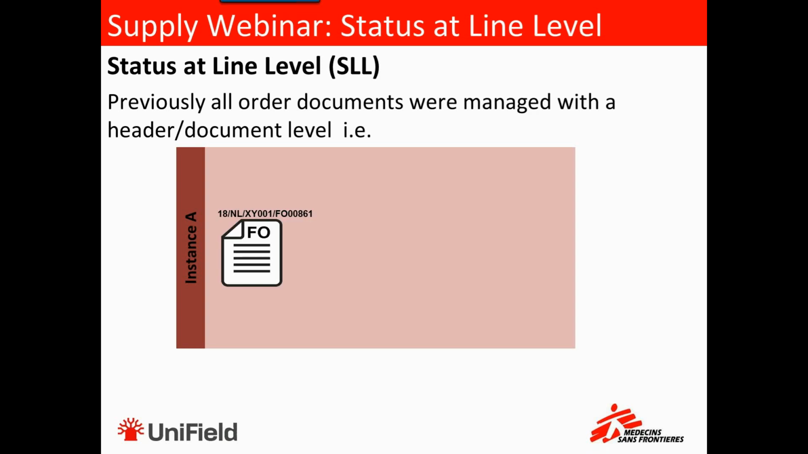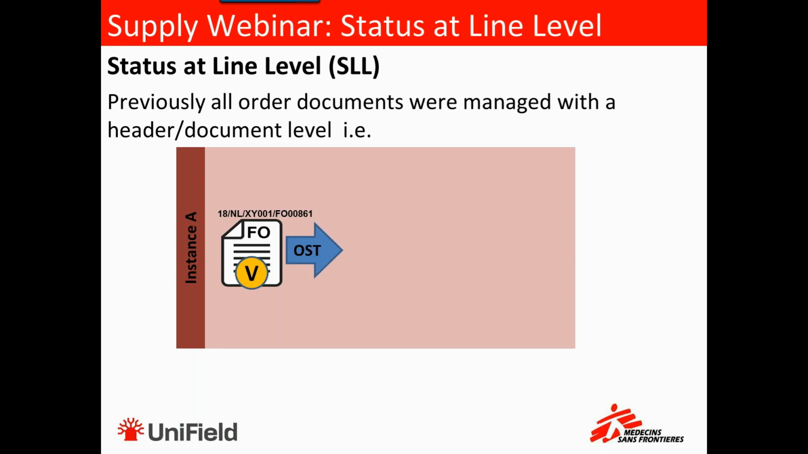And as we know, projects can also create field orders. Let's say if they want to give a donation to another project or if they want to send something to coordination, you have the possibility of creating a field order. So in instance A, it created a field order 18 NLXY with field order 861. Of course, you put in the analytical distribution and then you come to the field order and you validate it.